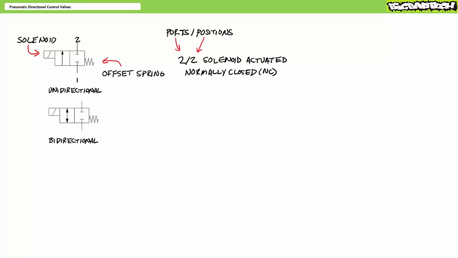Energizing the solenoid moves the actuated directional control valve to the activated open position, allowing passage from 1 to 2. When the solenoid is de-energized, the spring offset on the right-hand side will return the directional control valve to the deactivated closed state, blocking passage from 1 to 2.